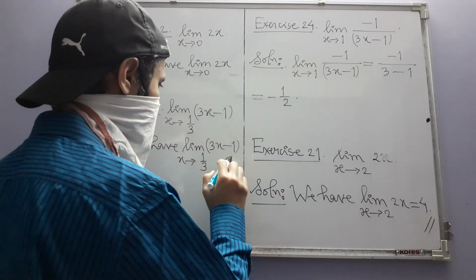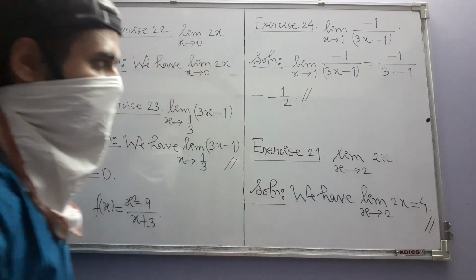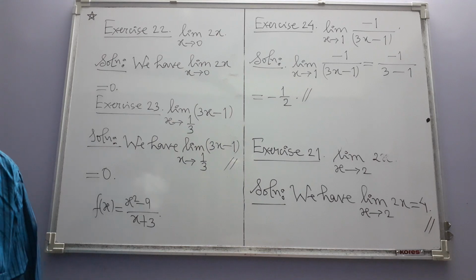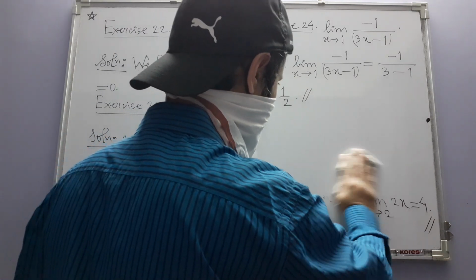So that means all these solutions are incomplete. They will be complete only when you justify them with a grapher or a calculator.